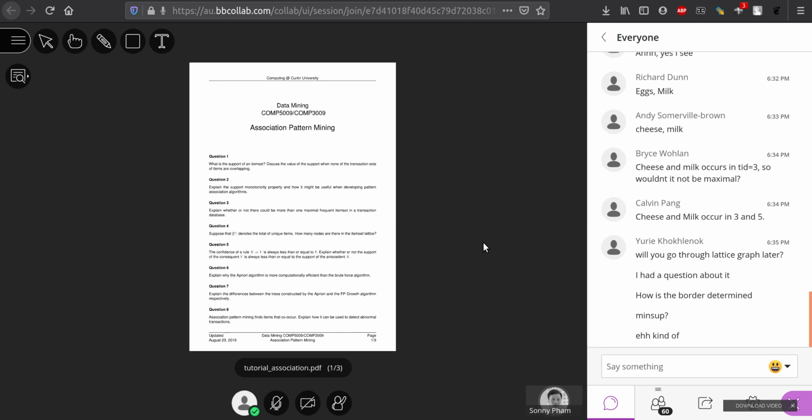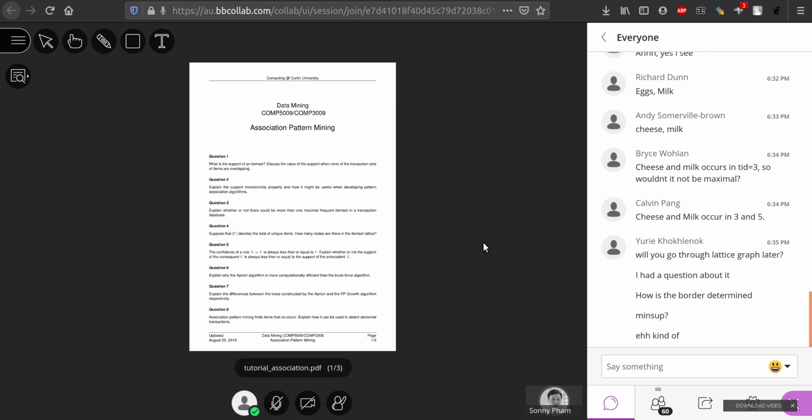All right, so the support of the item set. I think you can work that out yourself, look up the lecture slides or the textbook, right? But we focus on the second part of the question. Discuss the value of the support when none of the transaction sets items are overlapping.